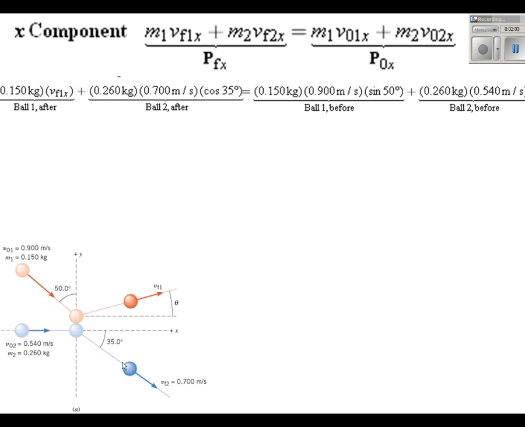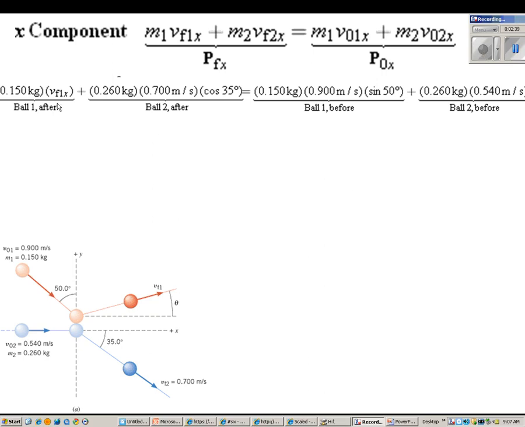This is 0.7 meters per second down here, and it's the cosine of 35 to get that x component. So that's why it's 0.7 meters per second times cosine of 35 equals, initially, 0.15 kilograms, 0.9 meters per second, and it's the sine of 50 because it's this component right here. Sine of 50 is the opposite of the 50 degrees. 0.26 kilograms is down here, and it is going 0.54 meters per second in the x direction, so you don't have to do sine or cosine. That's just it. So you only have one unknown, so you can now solve for v final 1 in the x. Just go ahead and do the mathematics, and you can solve for v final 1.